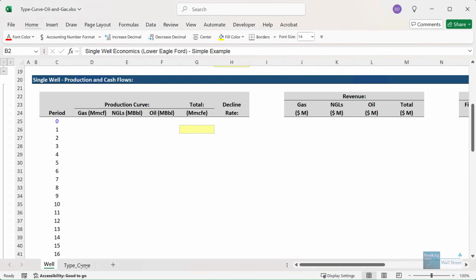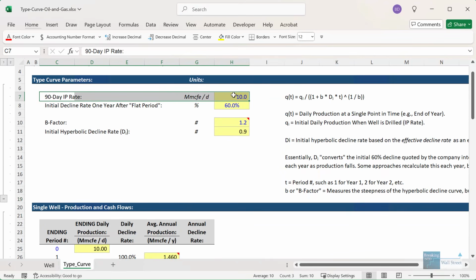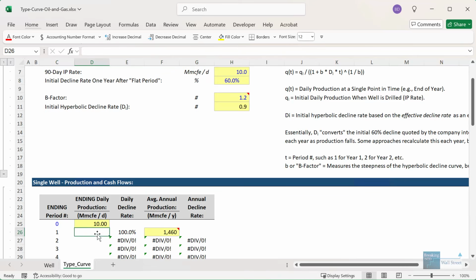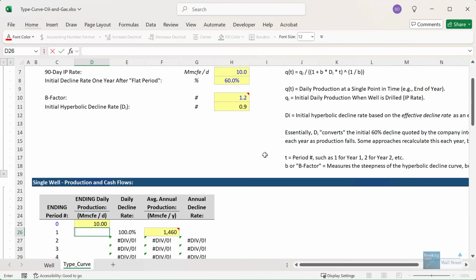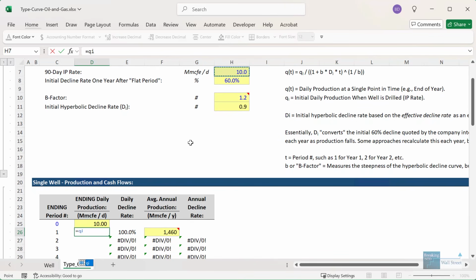So let's go into Excel and take a look at how this works. I'm going to go over to the type curve tab over here. And so the company gave us the 90-day IP rate of 10 million cubic feet equivalent per day. They also give us the initial decline rate after that flat period of 60%, and they give us the B factor. So based on all that, I've entered the Excel formula right here. We can calculate the ending daily production in each period based on all these. So we'll start with 10 million for the initial production rate right here. And then we'll divide by 1 plus the B factor, which measures the steepness of the curve.